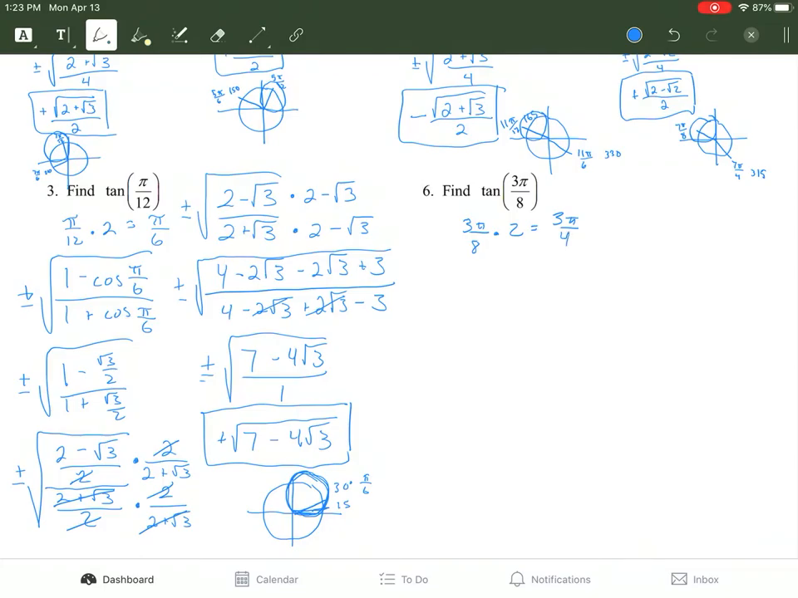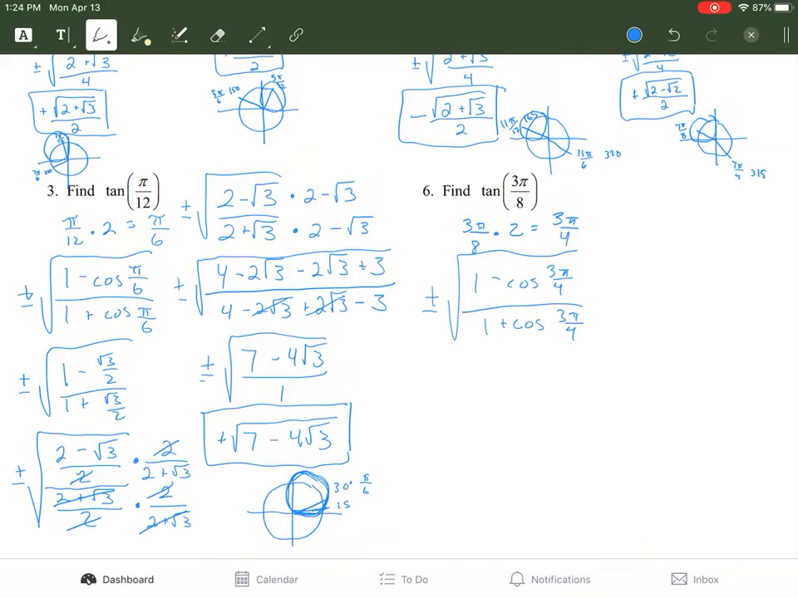Okay, so again, we use the formula for tangent. We have 1 minus cosine of 3 pi over 4, and then 1 plus cosine of 3 pi over 4, with a big square root and a plus or minus. So again, we're just putting that value into our formula, and now we can simplify.